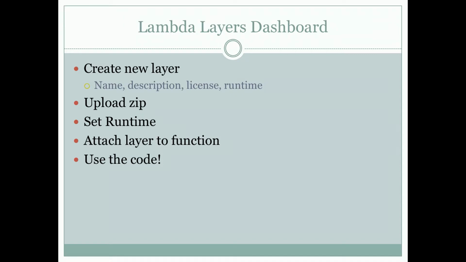I haven't really found a use case for that where I would need to use the same layer across, say, a C# function and a JavaScript function. But I guess if you have a JavaScript function that you need to kick off in C#, I guess that would be the use case. And then you attach it to your function, and then you just use your code like you normally would.